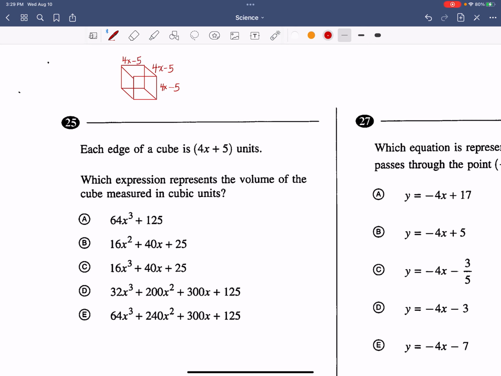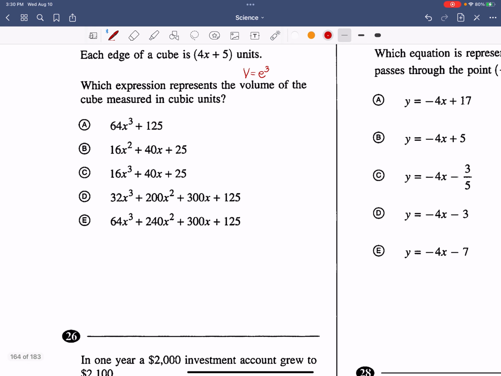Which expression represents the volume of the cube measured in cubic units? The volume of a cube is length times width times height, or edge to the third power. So the actual formula for this would be V equals edge times edge times edge. So we are being asked to multiply 3 binomials.